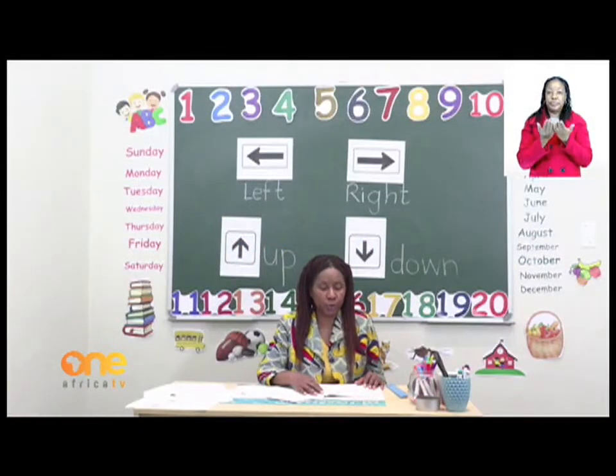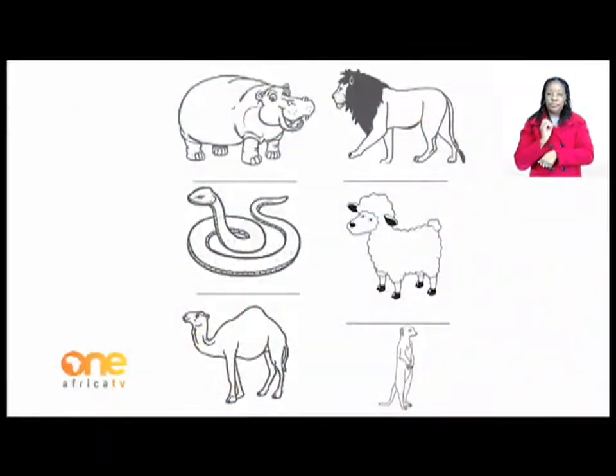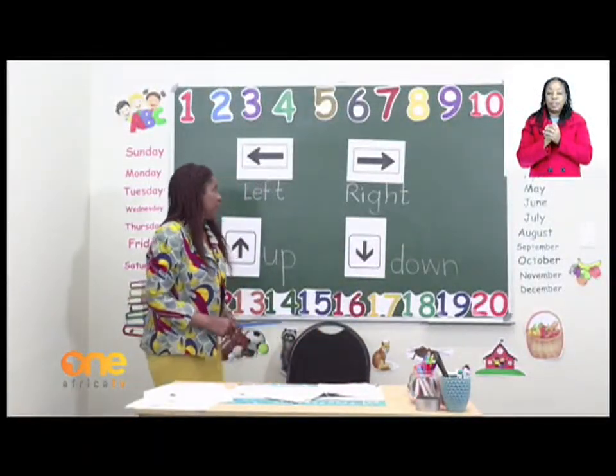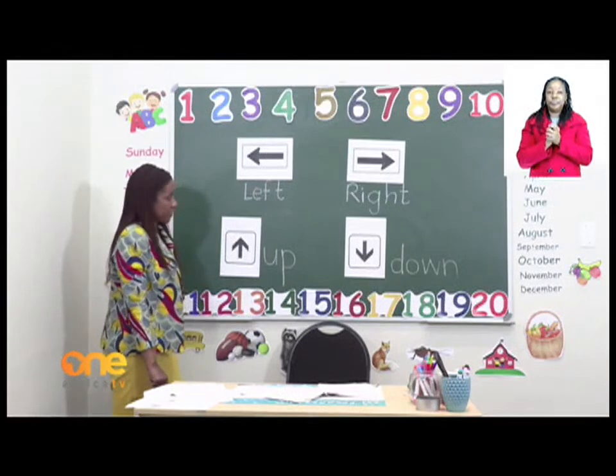Let's turn to page 20 of our booklet. Now the instruction on page 20 says, draw arrows to show which way the animals are looking, and then color in the pictures. Now let's go to the board. Let's look at the board.